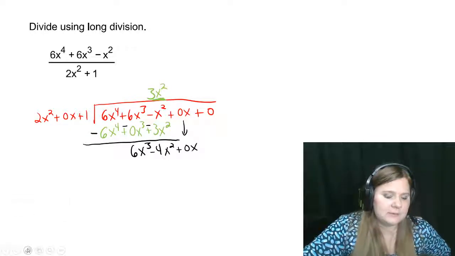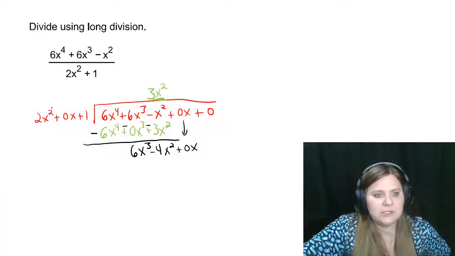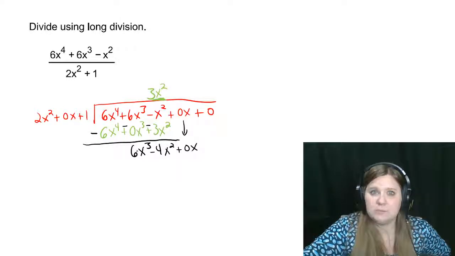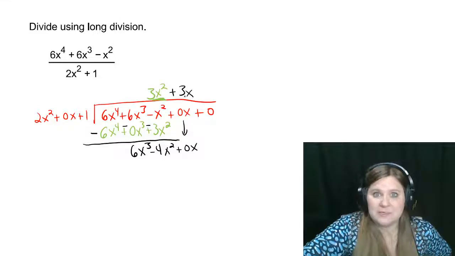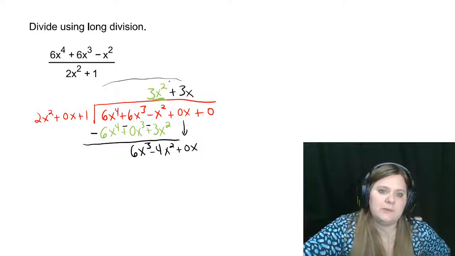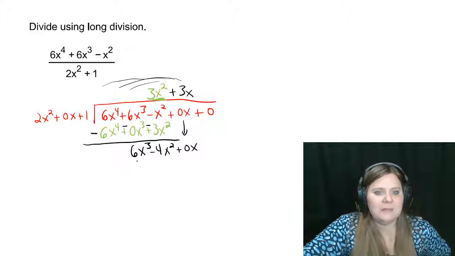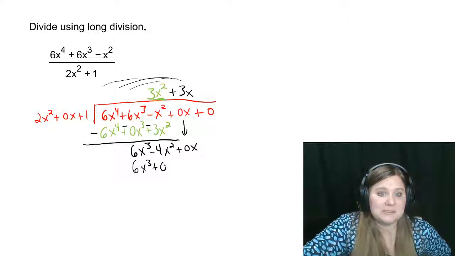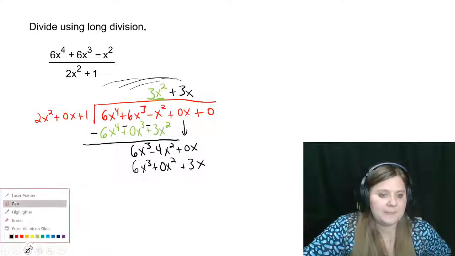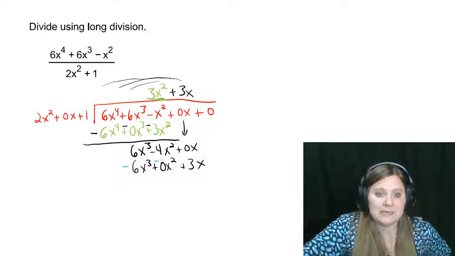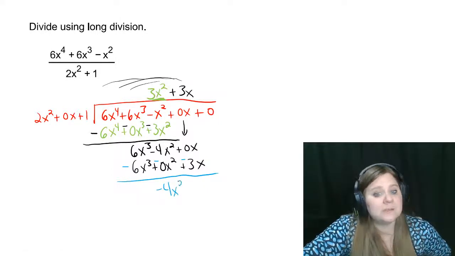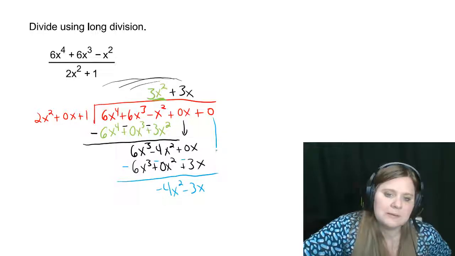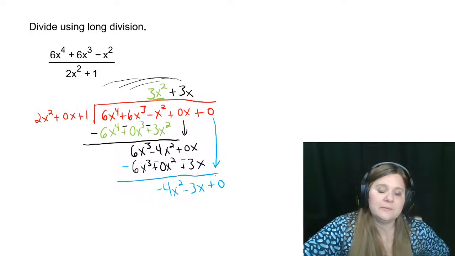I need to find what I multiply 2x squared by to get 6x cubed. 2 times 3 gives me 6, and x times x squared gives me x cubed. So now I'm going to distribute that. That's going to give me 6x cubed plus 0x squared plus 3x. I am once again going to change all of my signs. When I add down, I get negative 4x squared minus 3x. And I can carry down my plus 0.